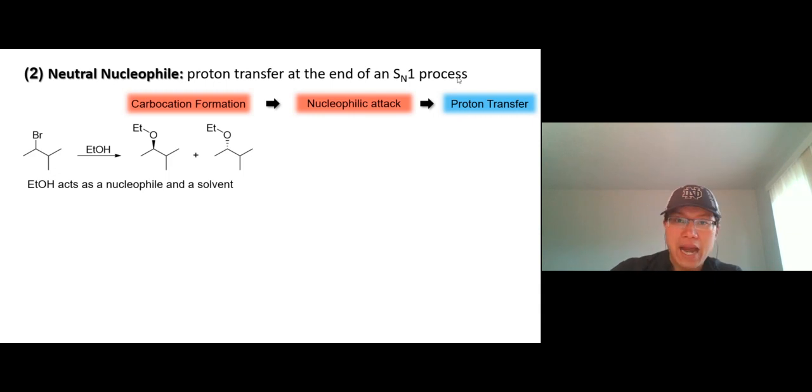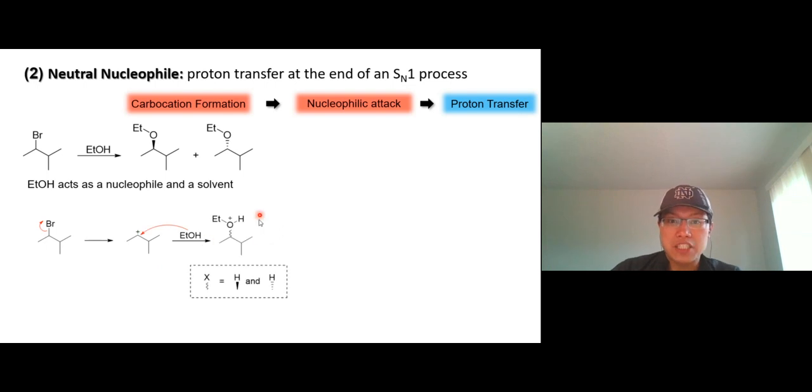I'm going to show you right here. Let's say I forget about this. I know this is going to be an SN1 reaction. Basic SN1 reaction: two steps, carbocation formation followed by nucleophilic attack. Let's see what happened. The leaving group leaves, you get a carbocation. Now ethanol attacks right there. So you should get this species: neutral oxygen becomes positively charged oxygen.